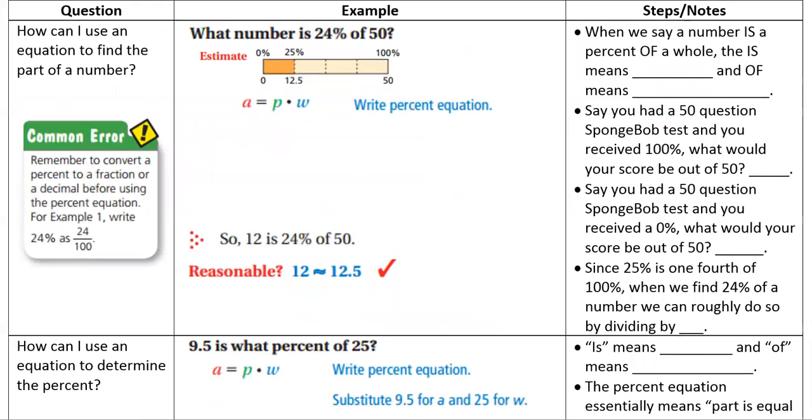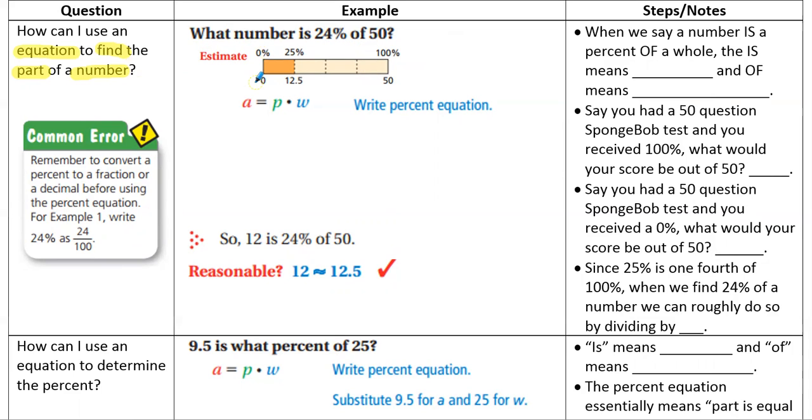Okay, how can I use an equation to find the part of a number? All right, man, let's do this. What number is 24% of 50?